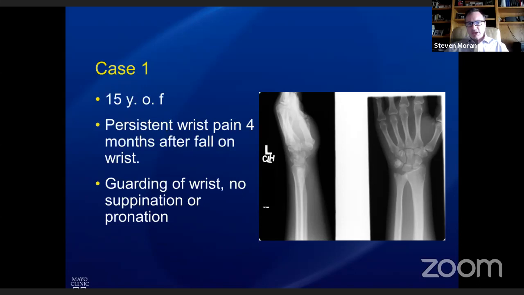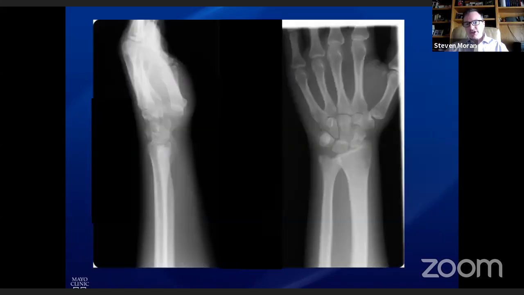I'm going to start with a case, a 15-year-old young woman who came to see me with persistent wrist pain 4 months after a fall on a wrist. She had guarding, and she actually had no motion of her wrist at all. She'd been seen by several other doctors and was sent to see us. If you look at that x-ray, thinking back to the talks that we've already heard, you can see that maybe there is a problem between the radius and the ulna. There's some overlap, but on the lateral view, there's not gross volar or dorsal dislocation.